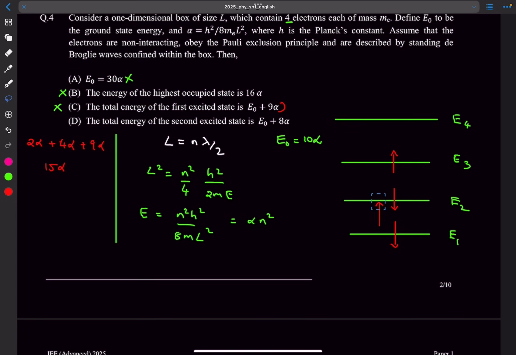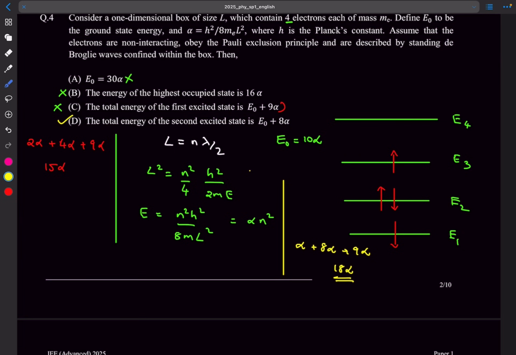And of course, there is one empty space in the second state, so this is allowed as well. Okay, so now we can just calculate the energies. Alpha in the first state, 4 alpha plus 4 alpha, which is 8 alpha in the second state, and 9 alpha in the third state. So this is 18 alpha in total, which is 8 alpha above E naught. So option D will be correct in this situation.